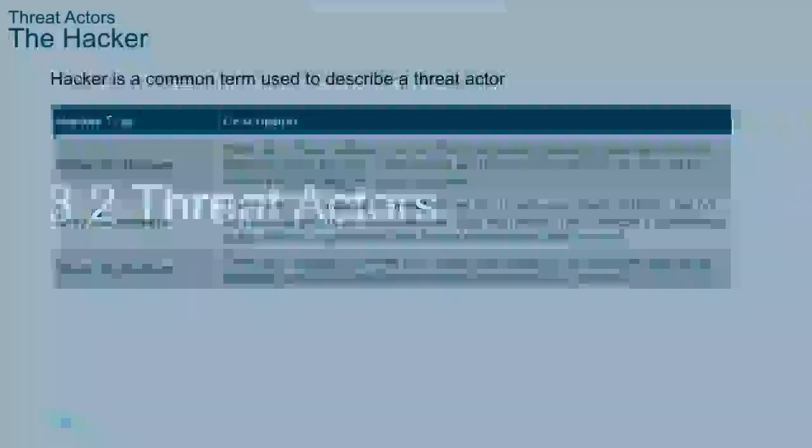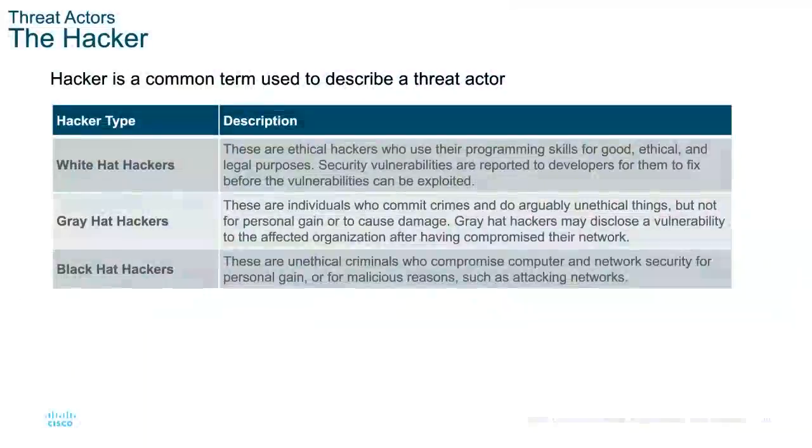Threat actors, so our hackers. Okay, so we've got the white and black hats and the greys. So go back to the old black and white Western movies. All the good guys wore the white hats, baddies wore the black hats. So you now know what two of the groups are.